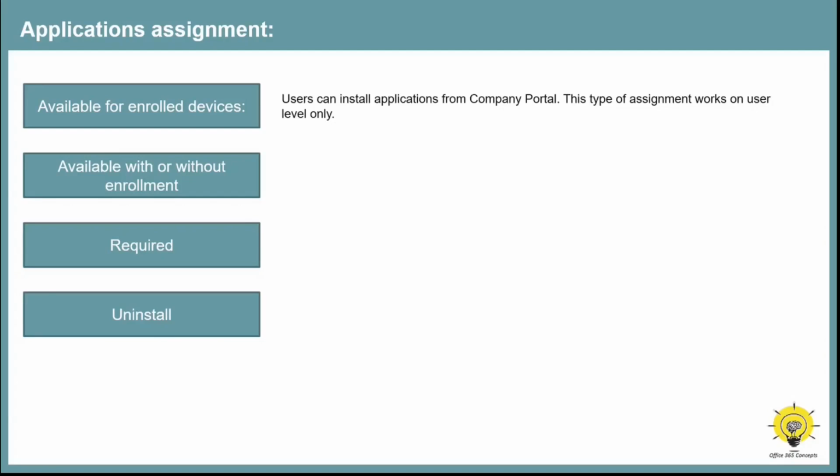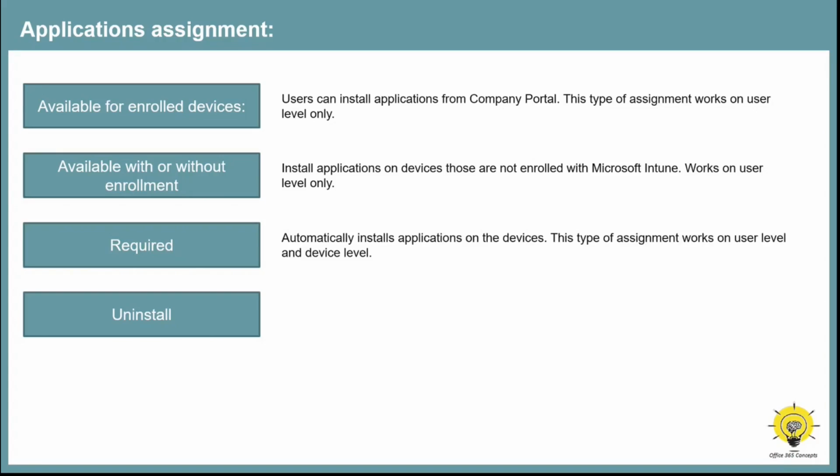Second assignment type is available with or without enrollment. If you want to install applications on the devices that are not enrolled with Microsoft Intune, you can select this assignment type. In this type of assignment as well, you need to create a group of users. This assignment will not work on device level. Third assignment type is required. If you do not want your users' intervention to install applications, you can select required and the application will be installed automatically on the device.